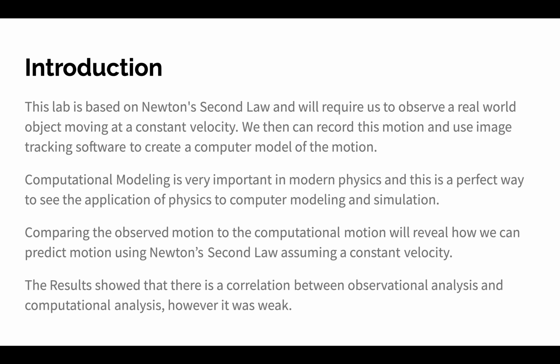Comparing the observed motion to the computational motion will reveal how we can predict motion using Newton's second law, assuming a constant velocity. The results showed that there is a correlation between observational analysis and computational analysis. However, it was weak.